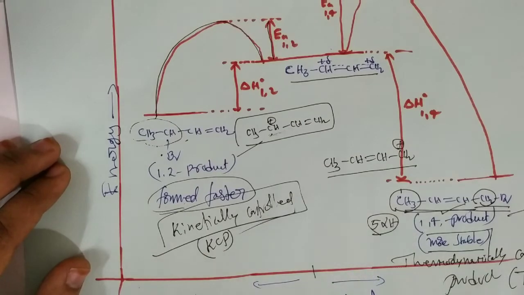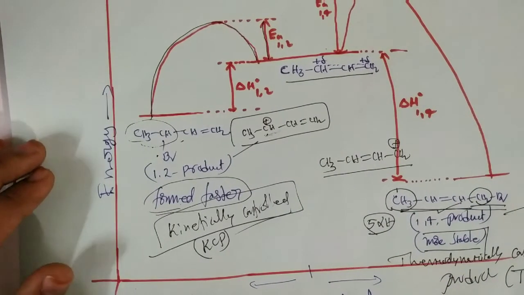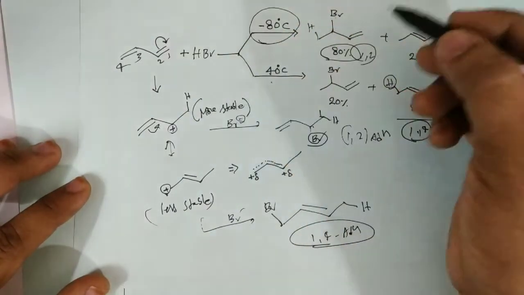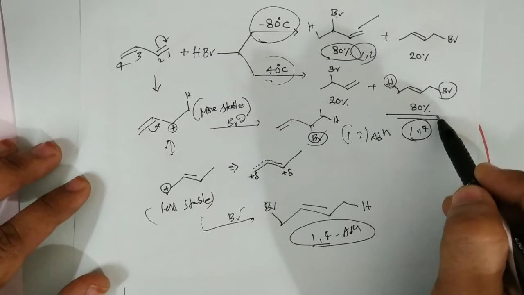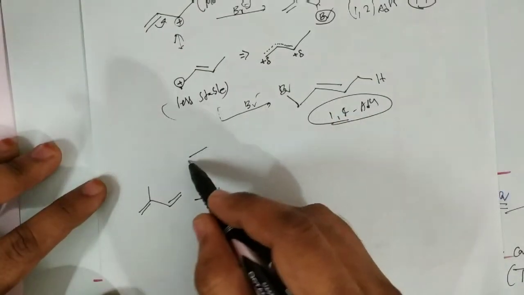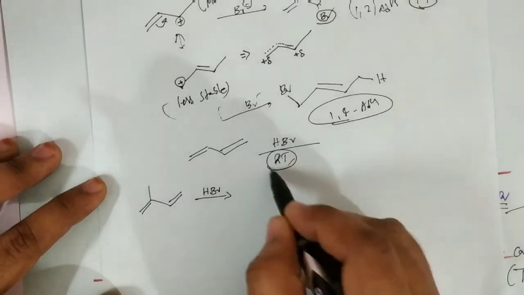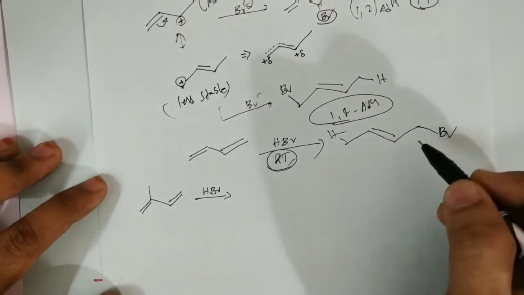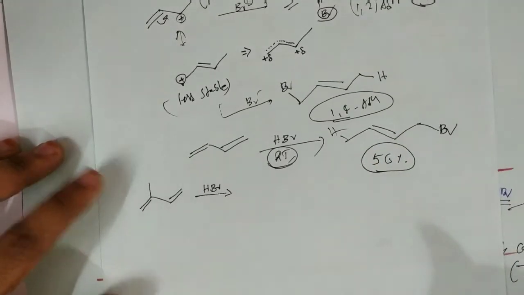So at low temperature the kinetically controlled product is formed. At high temperature the thermodynamically controlled product, that is the 1,4 product, is formed. Okay, so here at minus 80 degrees centigrade, low temperature, the 1,2 addition product is major. At 40 degrees centigrade the 1,4 addition product is major. Now if this 1,3-butadiene reacts with HBr at room temperature, the 1,4 product is also major.